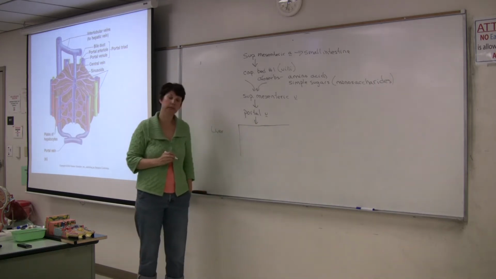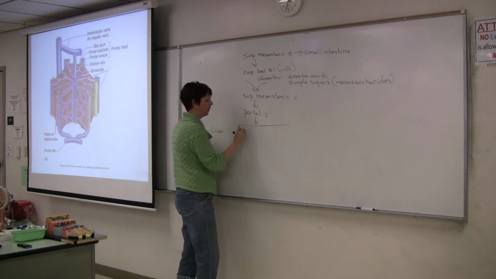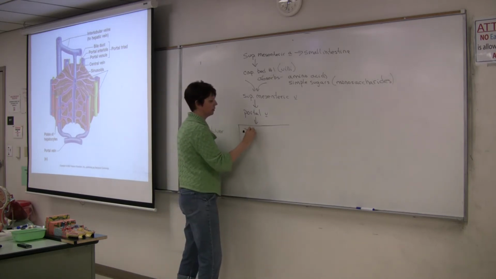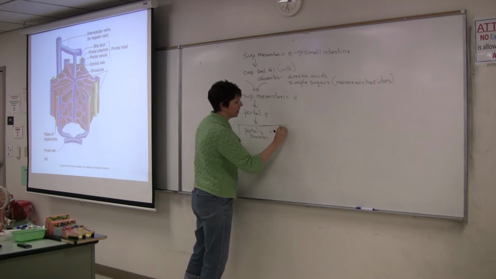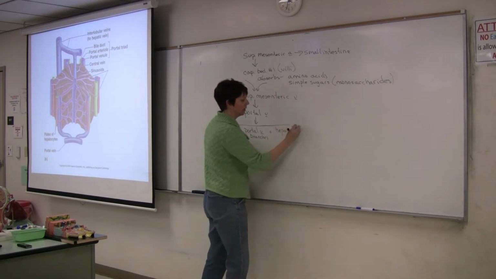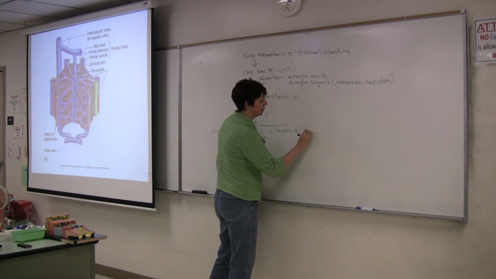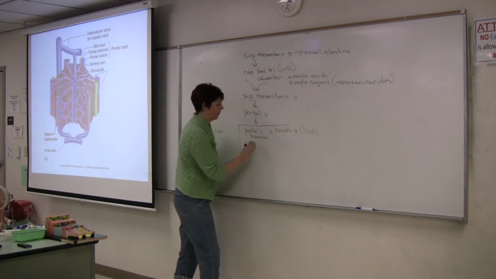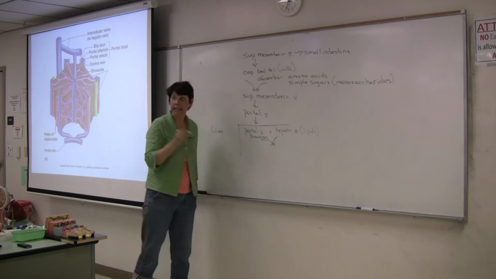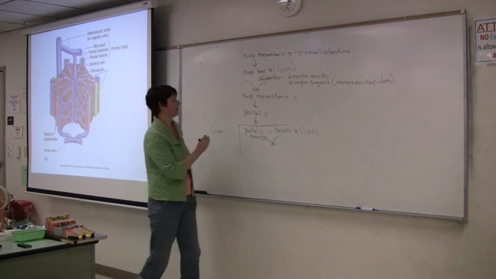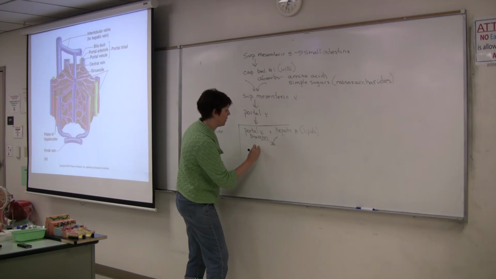Within the liver, portal vein branches join with branches of the hepatic artery carrying lipids. And both of those flow into our second capillary bed, which are the sinusoids of the liver.